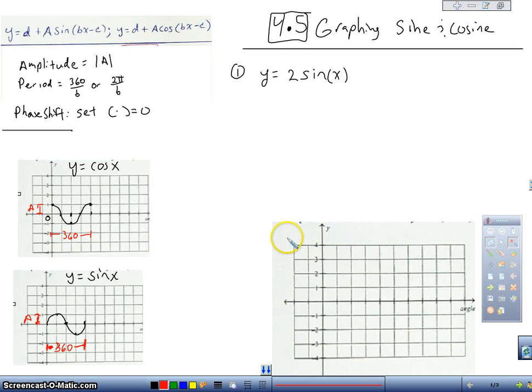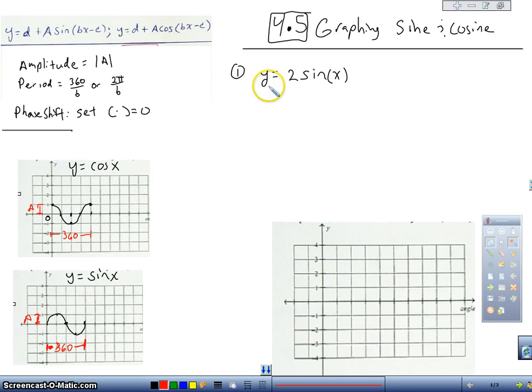In this video, I would like to go over some simple graphs of sine and cosine from our section 4.5 in our textbook. Alright, well, on the left side over here, I've included the formulas that we are going to use. And also, I've included the graph of a normal cosine wave and a normal sine wave.